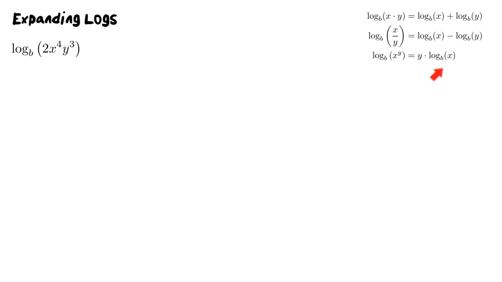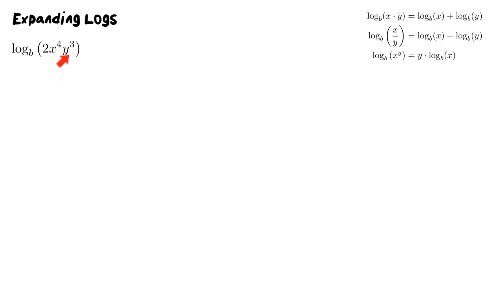Okay, so the question is, how do we get started? How do we use these properties to split this apart into a bunch of different expressions? What order do I do stuff in? Well, here's a nice guideline. Think about this expression, 2x to the fourth y cubed. Think about PEMDAS. What order would PEMDAS tell you to evaluate this expression in?